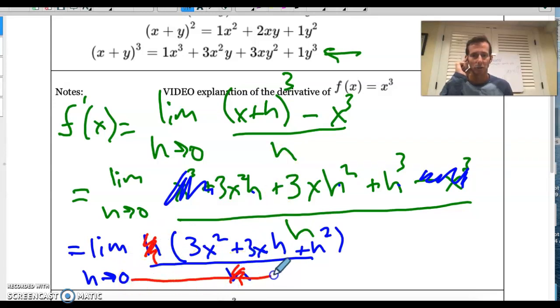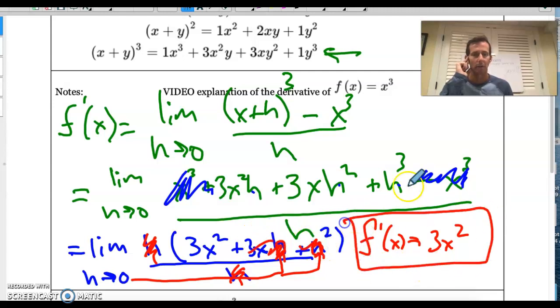I can put this 0 in for h right here and right here. If I do that and take the limit, then I get a derivative of 3x squared. And this becomes 3 times x times 0, so that's gone. Plus 0 squared, that's gone, and that's my answer. The derivative of x cubed is 3x squared.